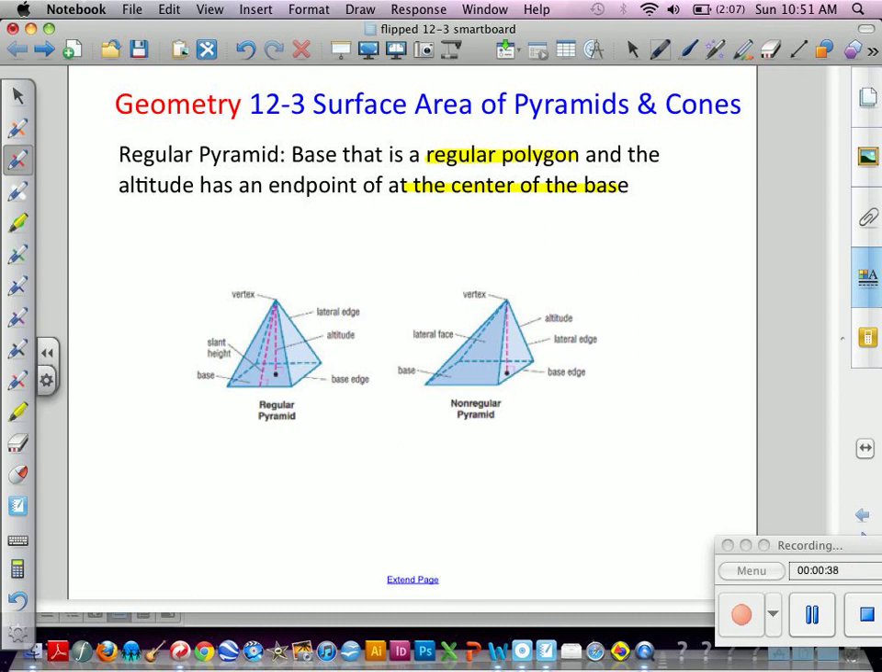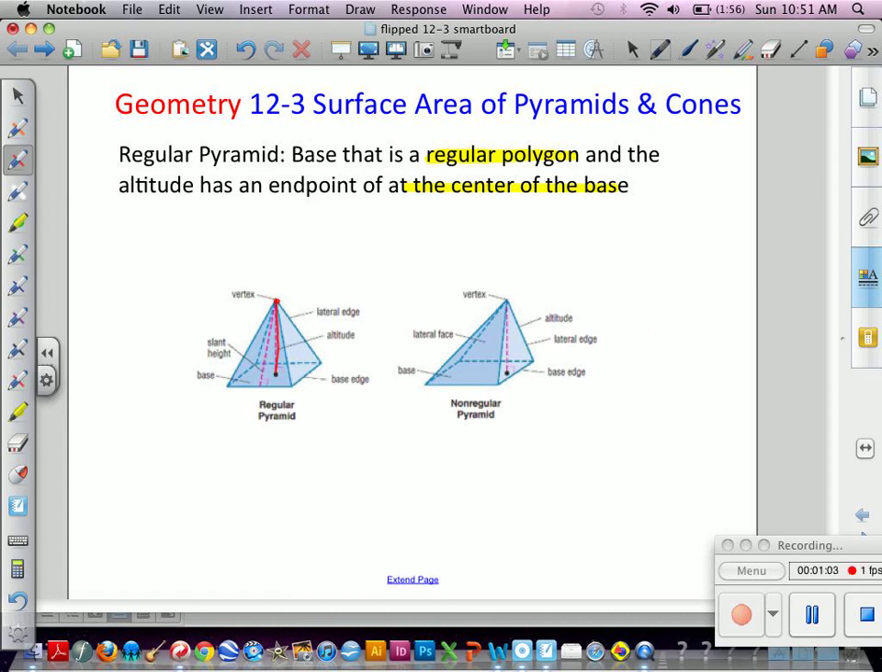So when you look at your diagram below, from the vertex to the base is going to be your altitude or the height of the pyramid, and in our example on our left, it goes to the center. In the example on the right, it does not go to the center. That one on the right is a non-regular pyramid.